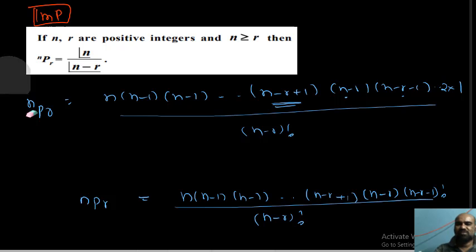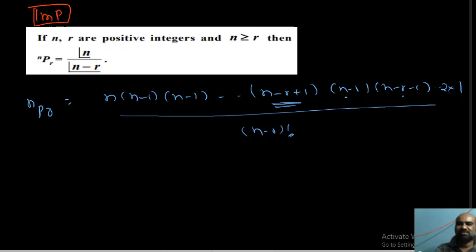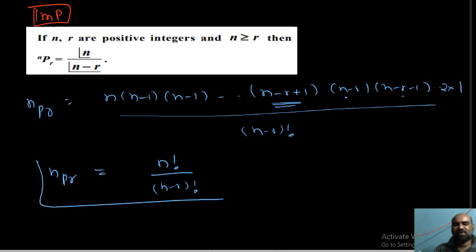Observe students, what is the numerator? N factorial, numerator 1 into 2 into so on into n. What is it? The continued product of the first n natural numbers only, no? That is the numerator, n factorial. What is the denominator? N minus r factorial. What is this? nPr. So the second formula for nPr: nPr equal to n factorial by n minus r factorial.